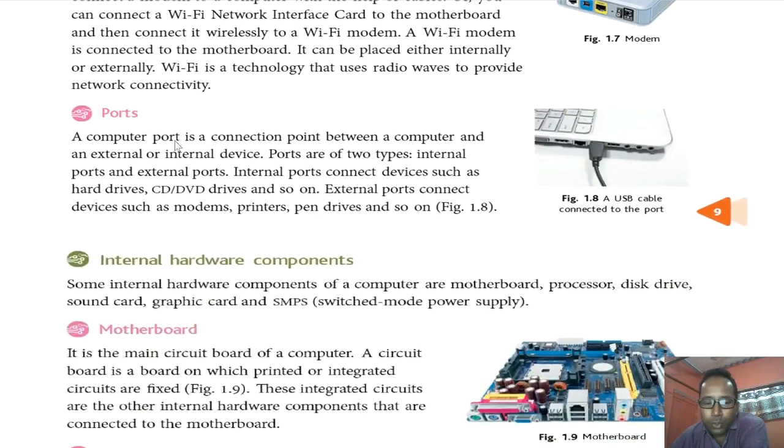Then port. A computer port is a connection point between a computer and external or internal devices. These are the small sockets where we can connect our devices. Ports are of two types: internal ports and external ports. Internal ports connect devices such as hard disk drives, CD, DVD drives, etc. And external ports connect devices such as modems, printers, pen drives. Those are present outside of the computer, either using wire or without wire.